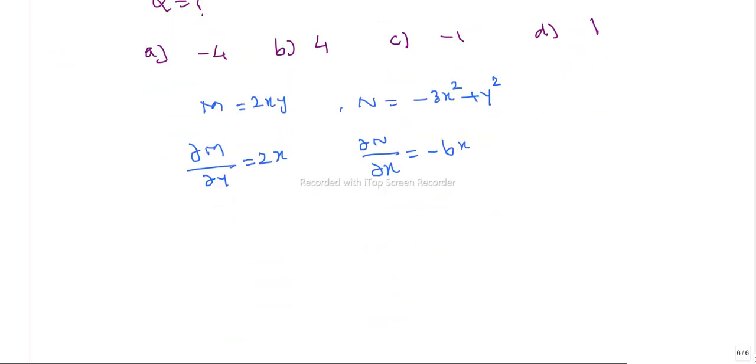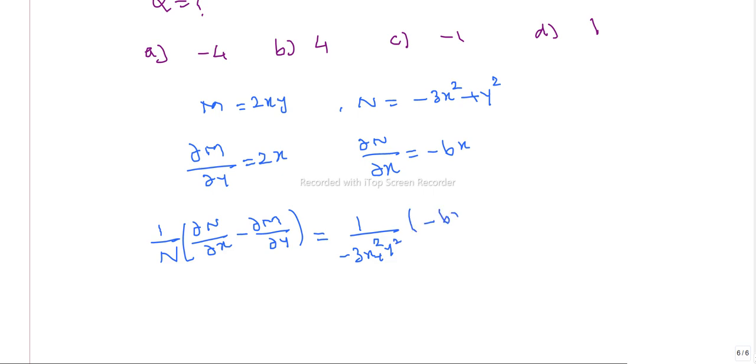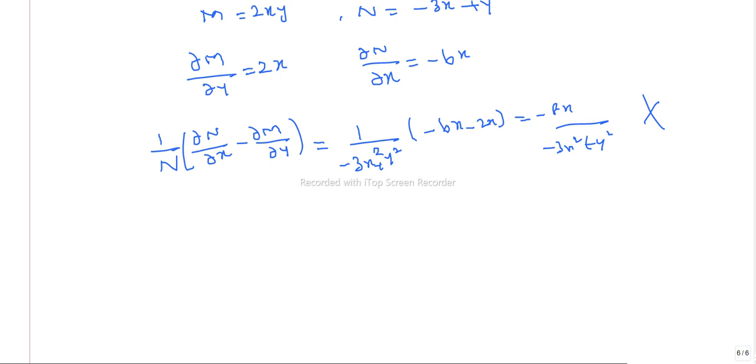Now find 1 by N into dou N by dou x minus dou M by dou y. First you have to find whether this is a function of x alone or not. This is 1 by minus 3x square plus y square times minus 6x minus 2x. You will get minus 8x by minus 3x square plus y square, but this is not a function of x alone, therefore this is not a correct choice. Now what is 1 by M?